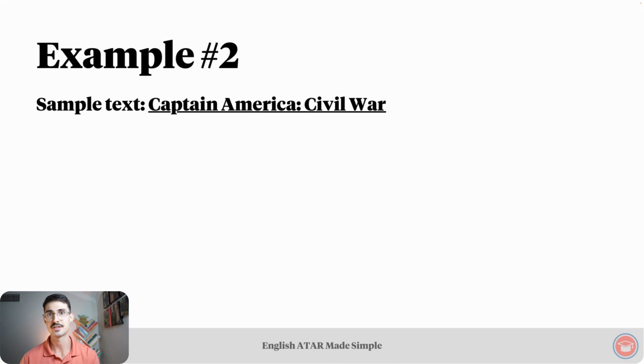Collectively, we have multiple voices. So what we could do here is discuss how perspectives are communicated through the construction of Team Cap and the construction of Team Iron Man. For instance, how is the tension between both groups or voices constructed to communicate their respective perspectives on the Sokovia Accords? That's all the main content for the lesson.